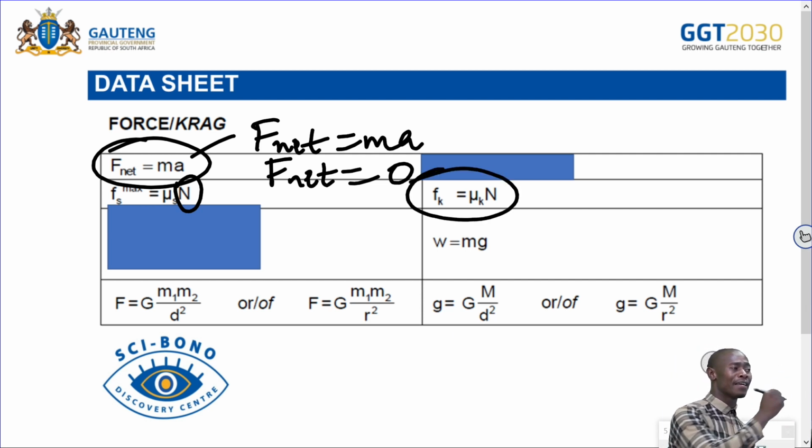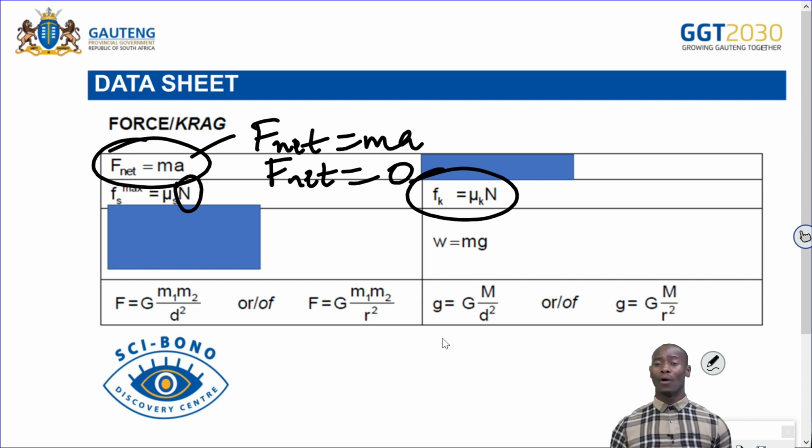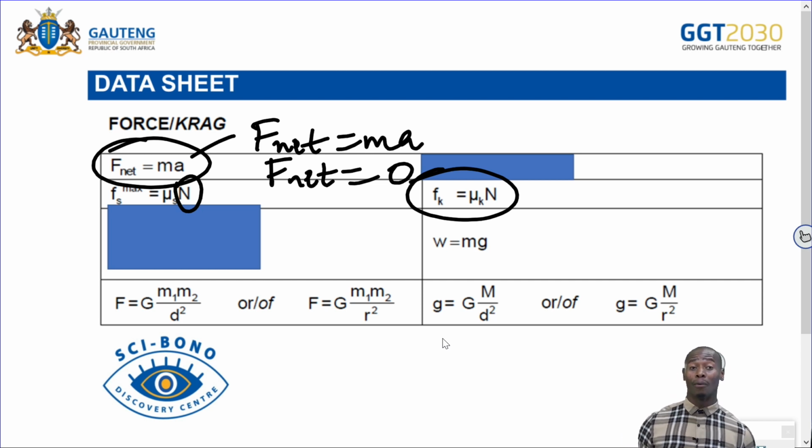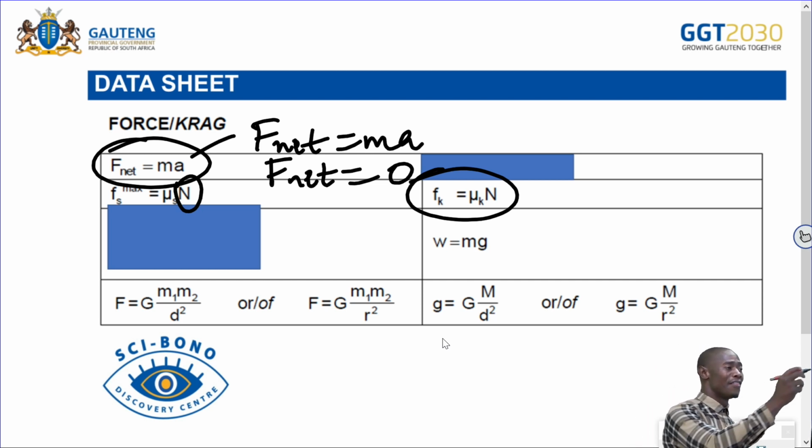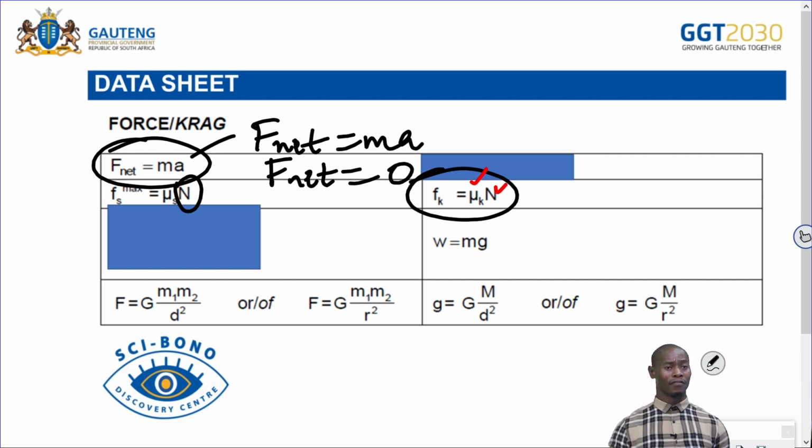And then this is your f_k. So your f_k is given by mu k N, where f_k is the kinetic frictional force, and you should know what is kinetic frictional force, which is the force that opposes the motion of a moving object relative to the surface. And then this is mu k, which is the coefficient of kinetic friction, and then you multiply that by the normal force, all right?